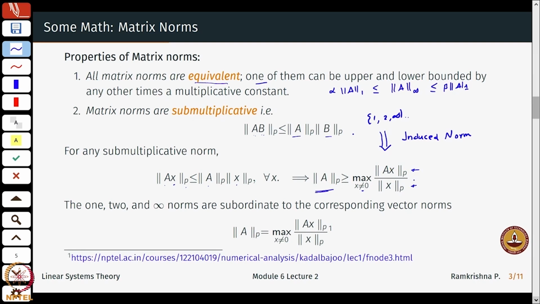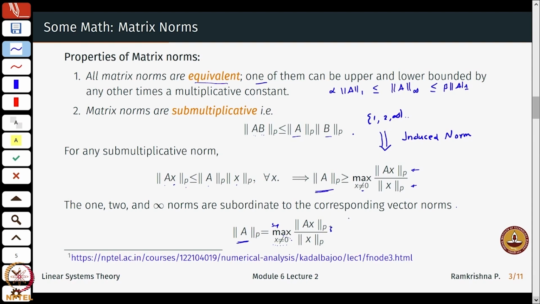A slight little definition here, or a property, would be that these 1, 2 and infinity norms are subordinate to the corresponding vector norms. What does this mean? That we have the norm of A in p equal to the maximum, also referred to as the supremum, over all the x. So I just check for all the x and find the supremum of this ratio, ‖Ax‖_p over ‖x‖_p. Okay, there is a little typo here.